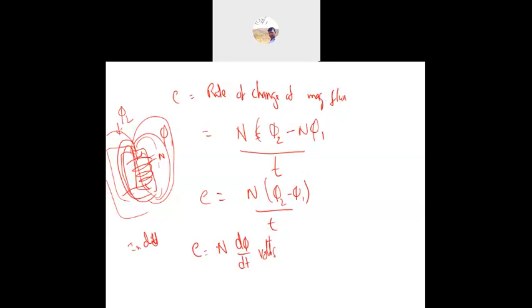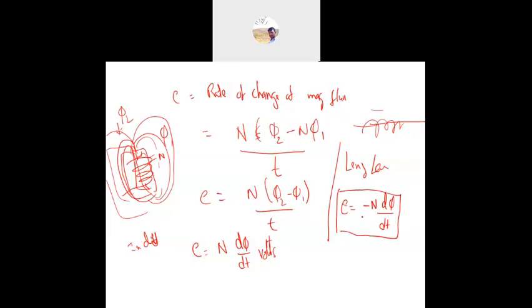Now, in usual form, from Lenz's law, the current flowing through the conductor and the EMF which is induced are of opposite sign, so the induced EMF is in the opposite direction to the current flow. For that, E is equal to minus N d phi by dt. From Lenz's law, the current induced in the conductor is in the opposite direction of the EMF, that's why we take the minus sign. So E is equal to minus N into d phi by dt. This is Faraday's second law.